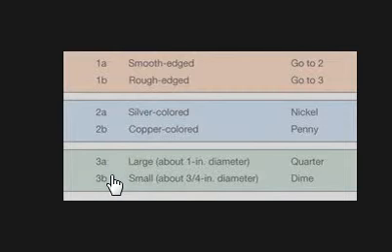Now I have two possibilities to pick from, 3A and 3B. Is the coin I'm holding large, about 1 inch in diameter? And if you need to measure it, measure it. Or is it small, about 3/4 inch in diameter? I can tell it's about 1 inch, so I'm going to choose large, about 1 inch. If I go over to the right, it tells me that the coin I'm holding is a quarter. So you can see this is a very simplistic key, but it worked very well on identifying a coin.